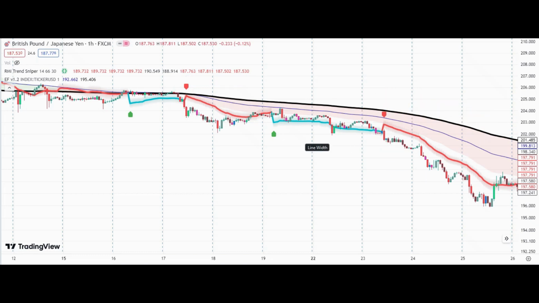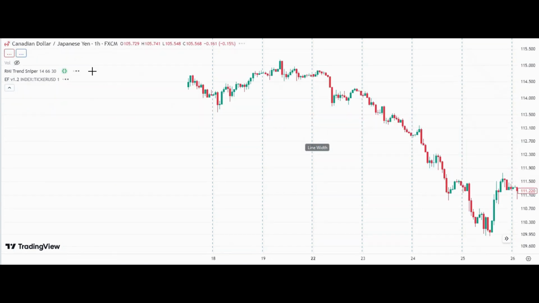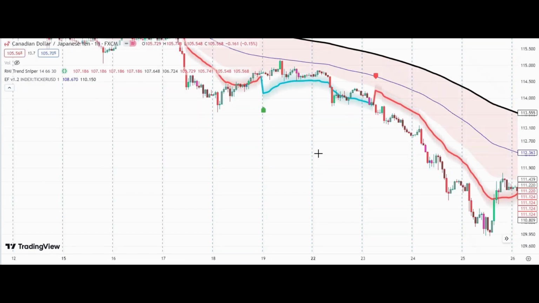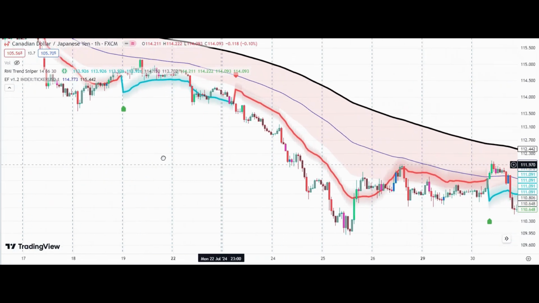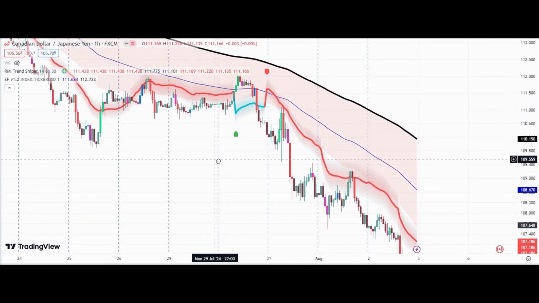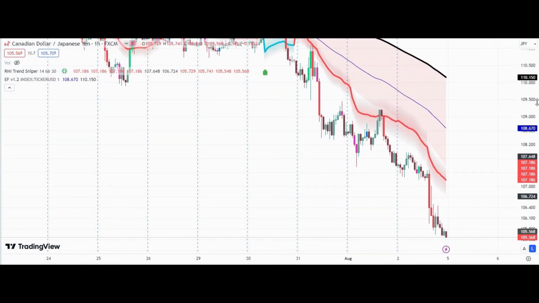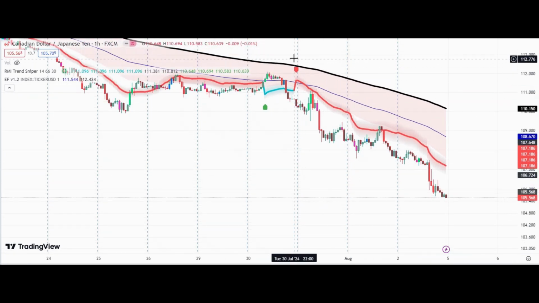So let's have a look at another currency pair. This is CADJPY. You can see the same thing is playing out here. From here, I like to look at the current market so that you understand how the market is moving. You see here you have the first signal, which is telling you that the EMA is giving you a sell signal. Now that you have the EMA giving you a sell signal, the next thing you look out for is a sell signal from this indicator, which is the RMI trend sniper.